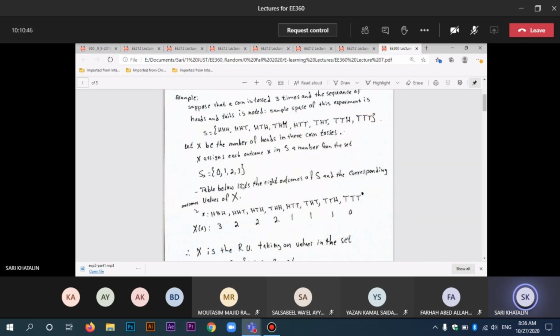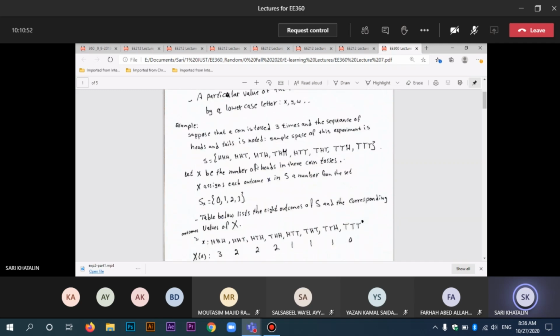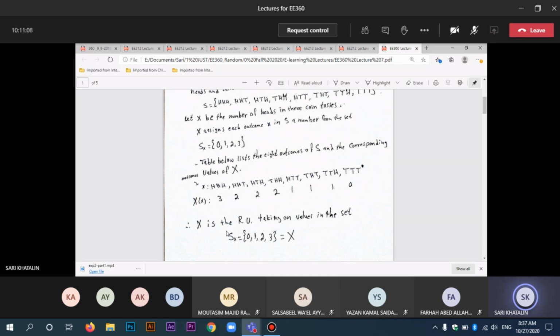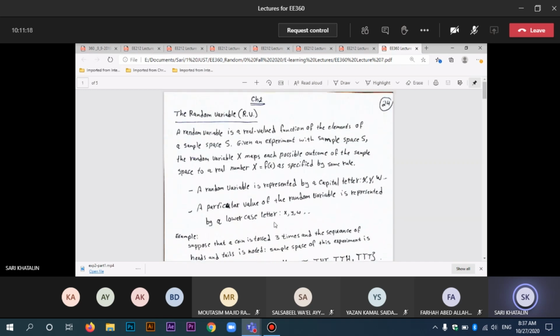So that's basically what the random variable is. We assign a real-valued number to outcomes based on a specific rule. And our rule in this case is whether the outcome is a head or a tail. As you see in this table, small x is 3, 2, 2, 2, 1, 1, 1, 0. Then the random variable in this case has the values 0, 1, 2, 3. That's basically what the random variable is all about.